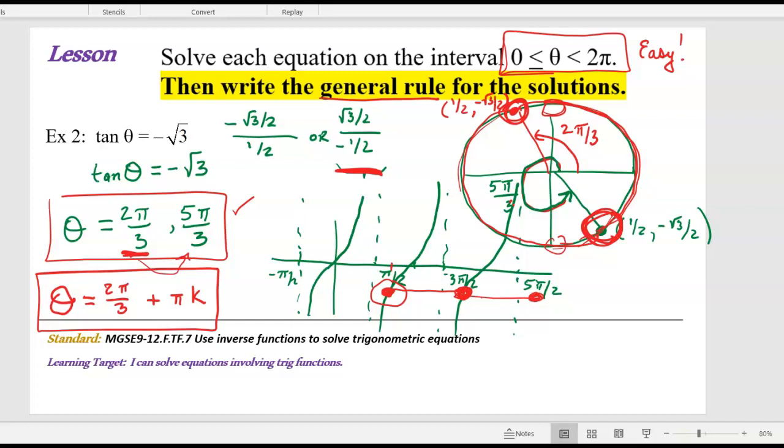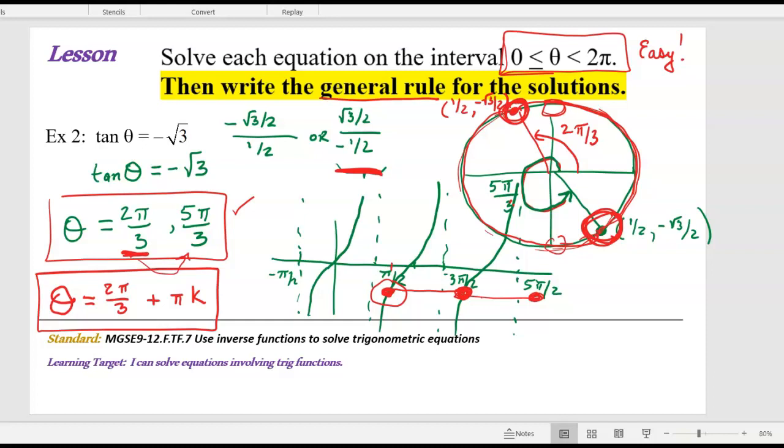Remember, k can be any whole number. So if you take 2 pi over 3 plus pi times 1, you get 5 pi over 3. 2 pi over 3 plus pi times 2, you get 8 pi over 3, and so on. So the general rule for tangent can be a little tricky, but it's only because you're thinking in terms of 2 pi, but tangent has redundancy. So basically, every time you have one solution on the unit circle and you go exactly pi, halfway around the circle, you will always have a second solution when you're doing the easy problem.